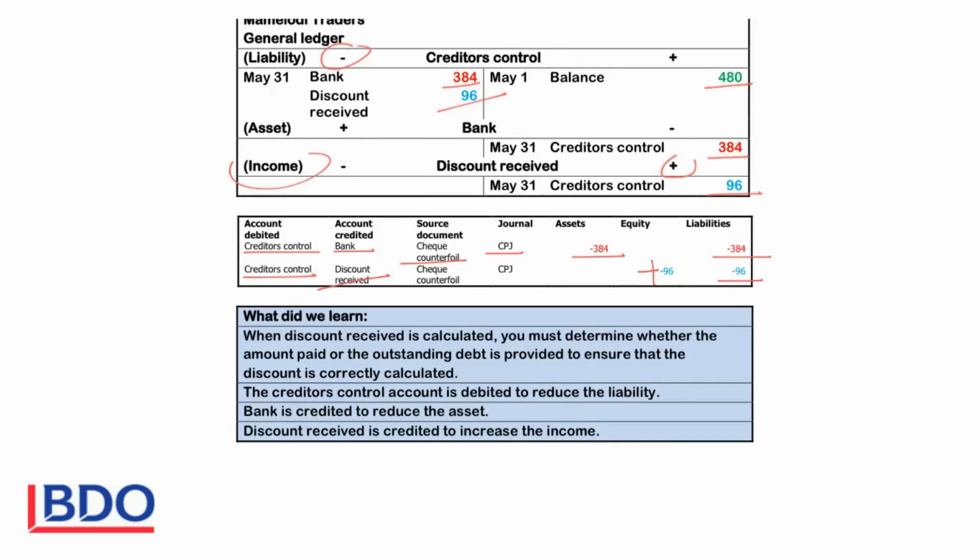When discount received is calculated, you must determine whether the amount paid or whether the outstanding debt is provided. The creditors control is debited to reduce the liability. The bank is credited to reduce the asset because we have less money in the bank. Discount received is credited to increase the income that will increase profits.